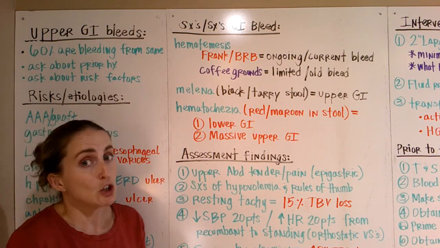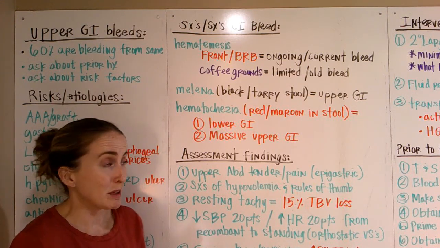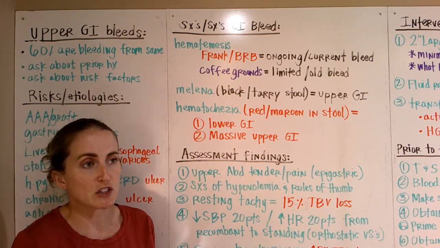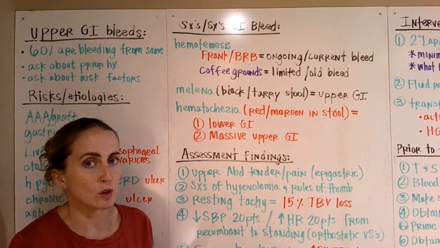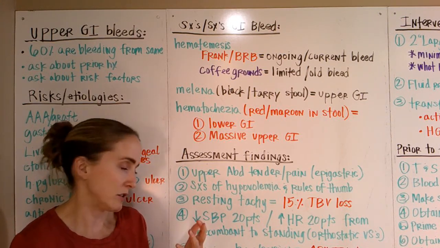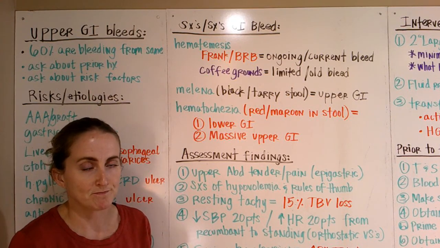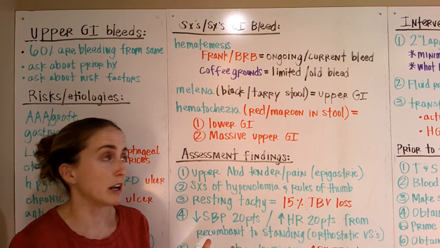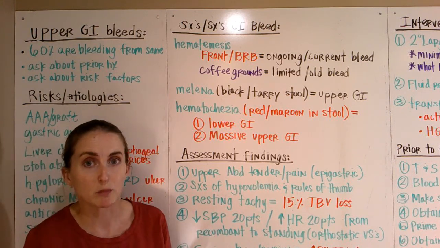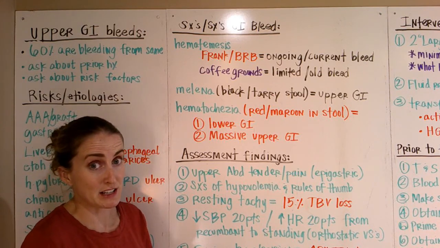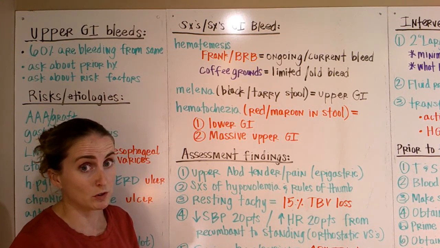And that usually means you have a lower GI bleed, but it can also mean that you have a massive upper GI bleed, and you're bleeding so fast that your body doesn't even have time to clot or digest the blood, and it's so much that it just comes out the way that it started. So it can mean a massive upper GI bleed, or it can also mean that you have a lower GI bleed, more commonly.